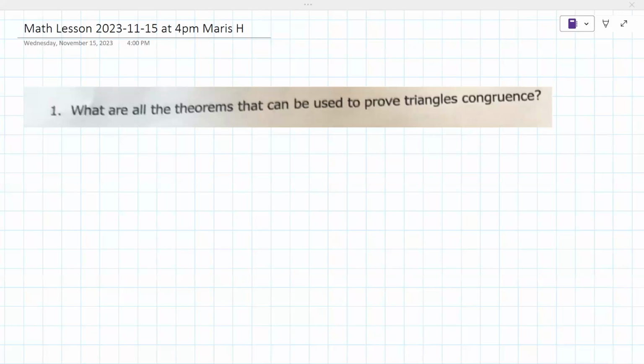Okay, we've been doing this for a while now. What are all the theorems that can be used to prove triangle congruence? Do you remember? Can you give me any of them? Is it like the three-letter thing? Yes, exactly. SAS, ASA, HL, SSA. Nope, there's no SSA. Oh, that one is not allowed.